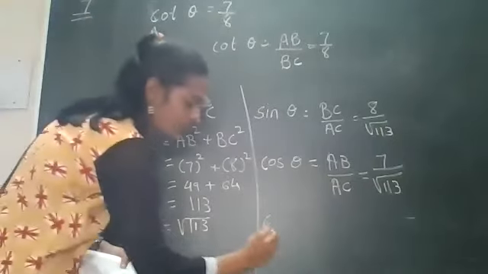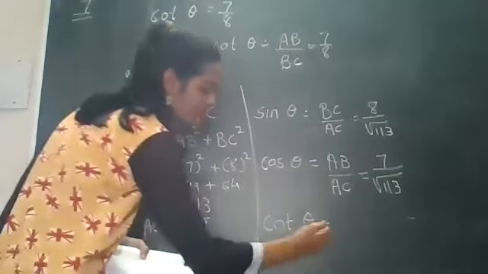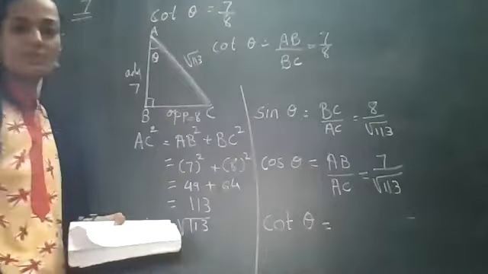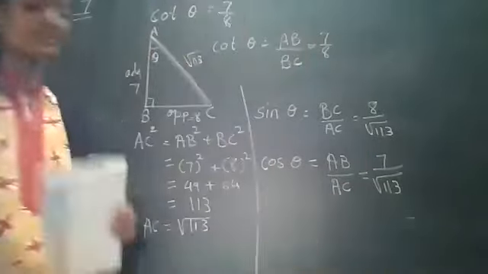We also need the value of cot theta. That is given, 7 upon 8 only, so we will not find it out. Is this one clear to everyone?